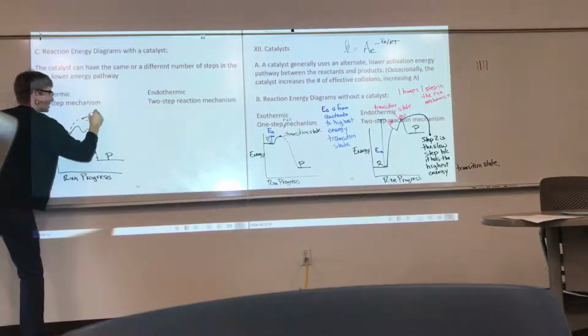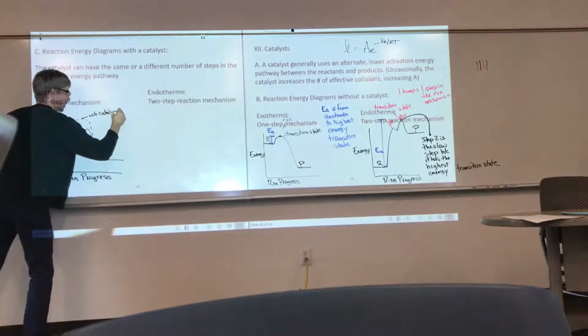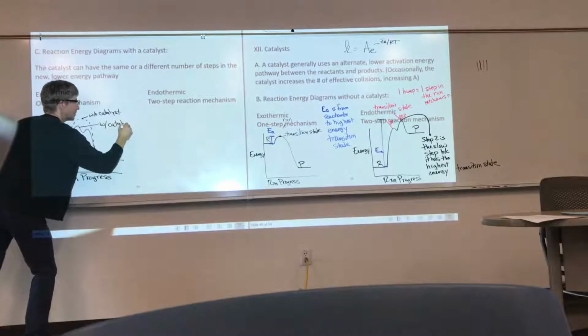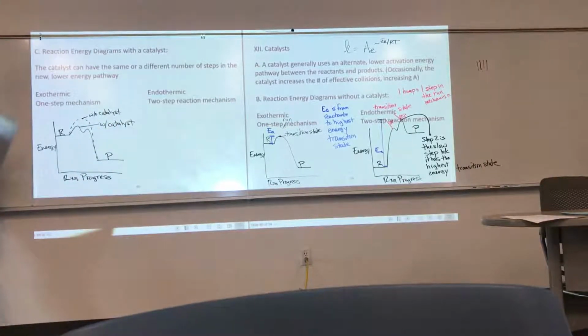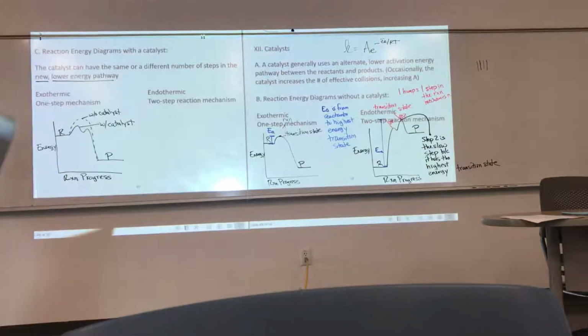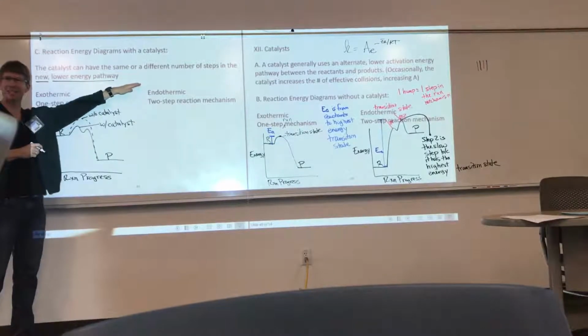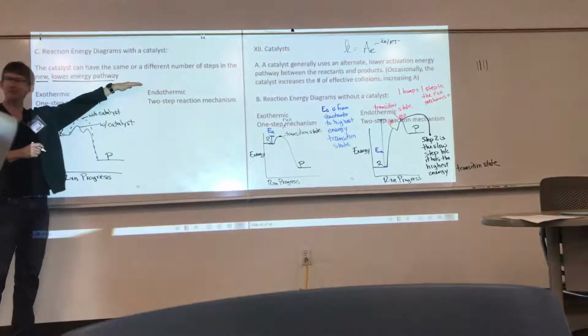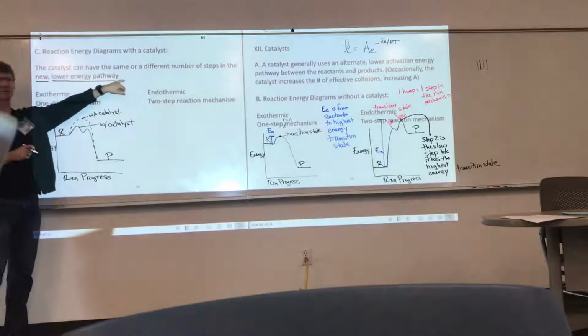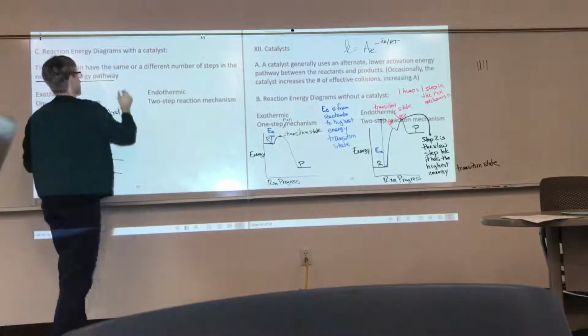So without the catalyst. With catalyst, and the catalyst provides a new lower energy pathway. And I'm sure it was an accident or a typo that I do not have a period there, but that allows me to add to this sentence a new lower energy pathway from reactants to products.